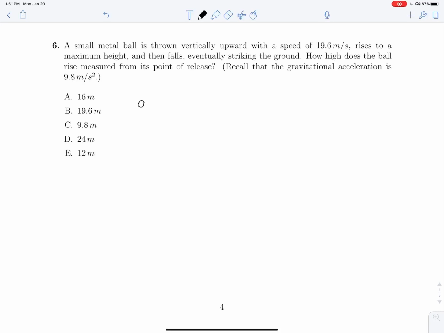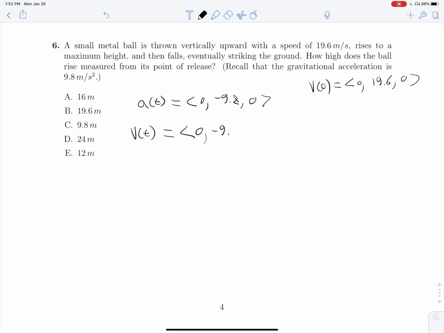So all this is really telling us is that A of t is 0, negative 9.8, 0. We can find v of t because we know that v of 0, so initial velocity, has an initial y component of 19.6. So 0, 19.6, 0. And so here we're going to get negative 9.8 t plus 19.6, comma, 0. And this is just what we do for these particle motion questions. Whenever we integrate all these components to get from A to V to R, we have to make sure that we adjust our components for the constants given in our V0 and R0. So this guy's our V of t.